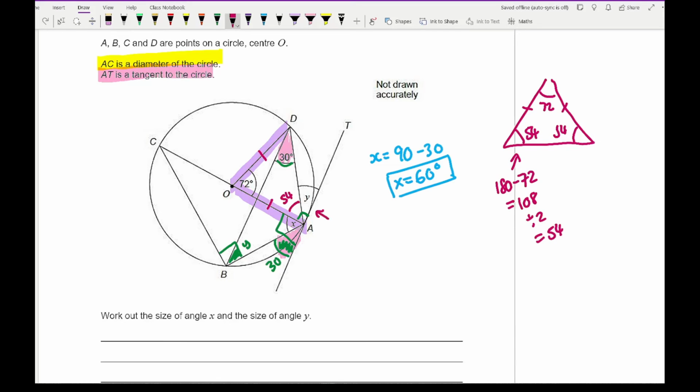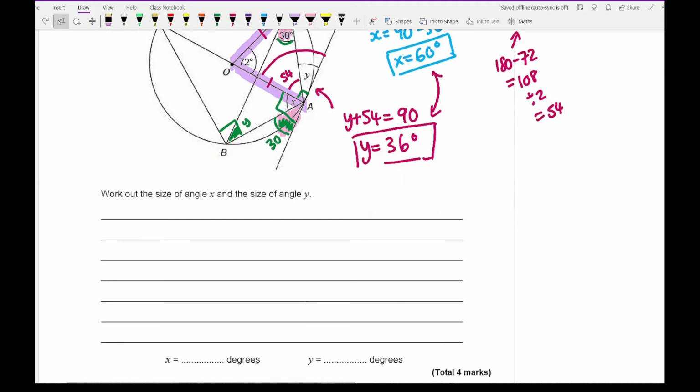Now from this, if I look at it in its entirety, I know that y plus 54 equals 90. So therefore y is going to equal 36 degrees. And there I've got my two angles. We can write y equals 36 and x equals 60.